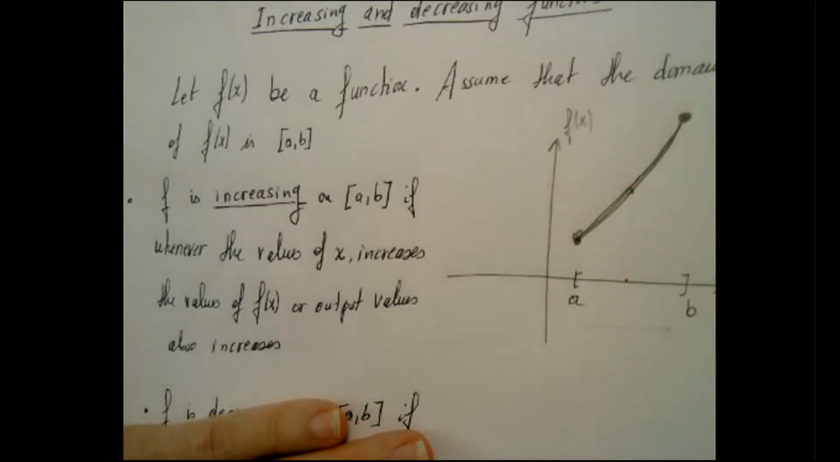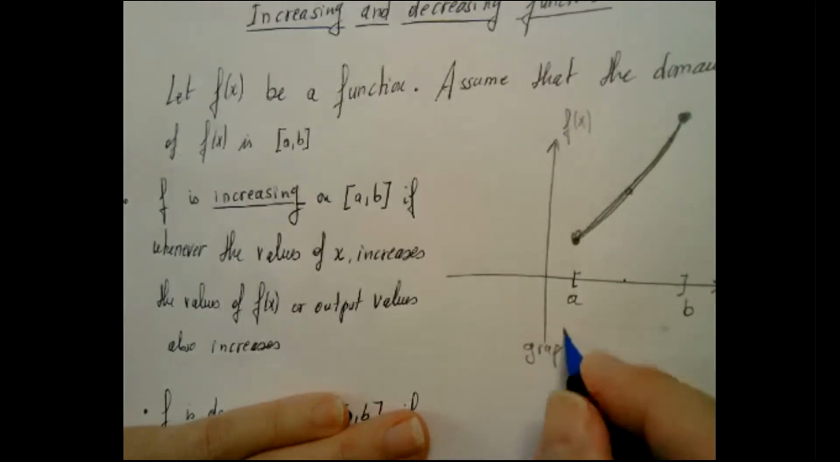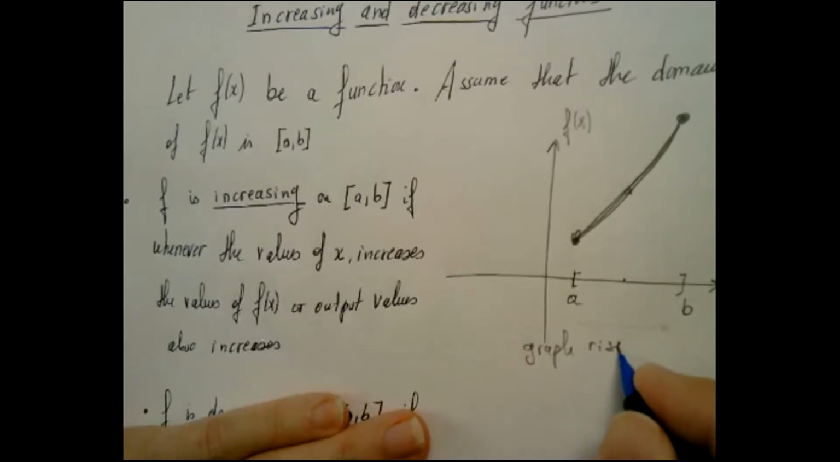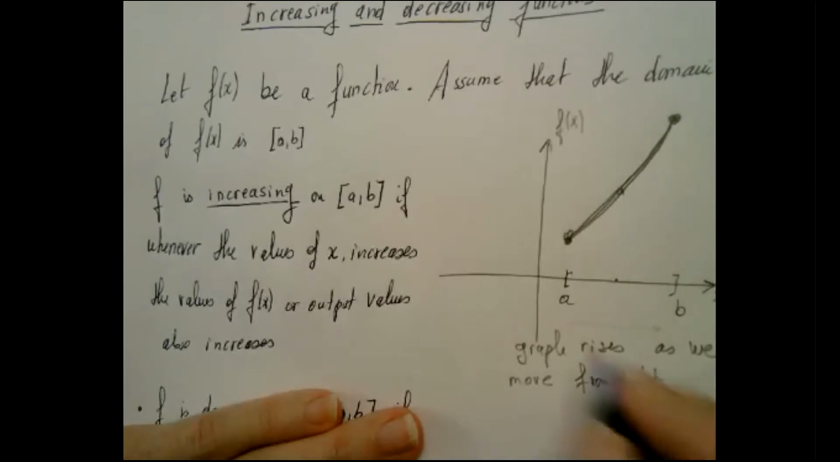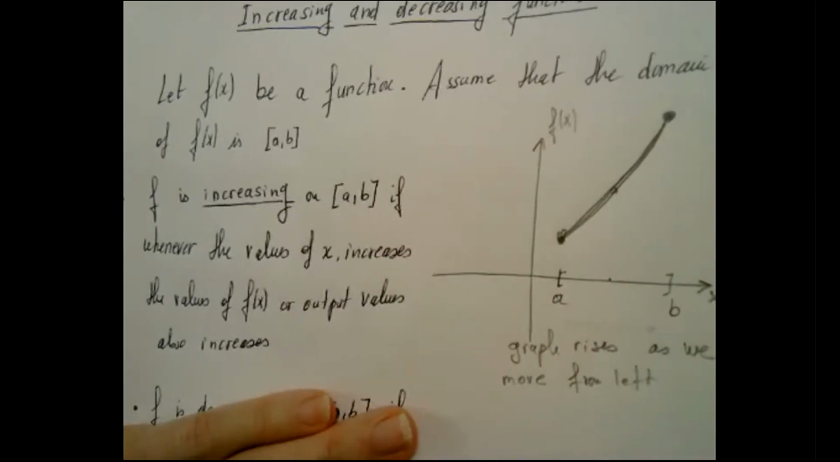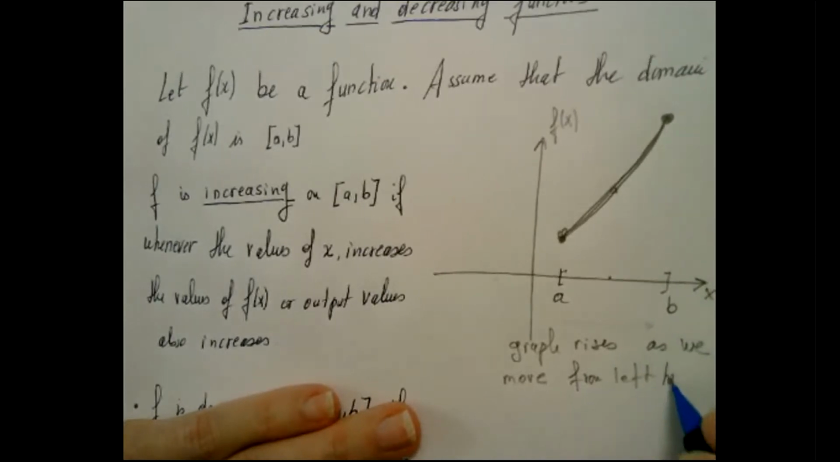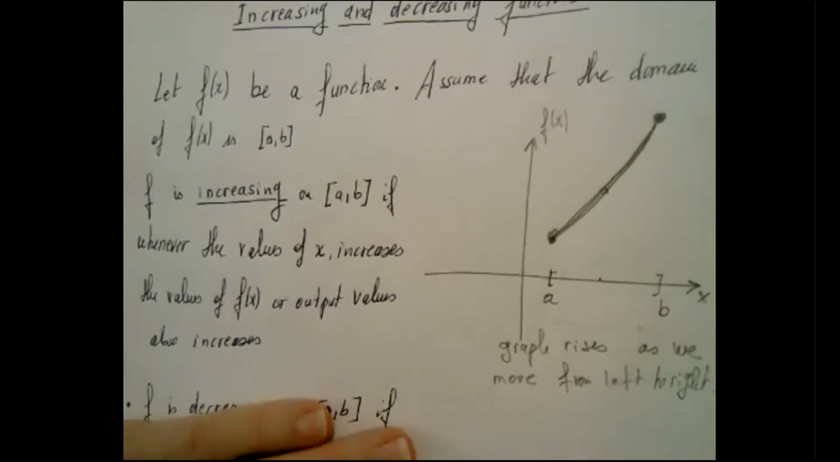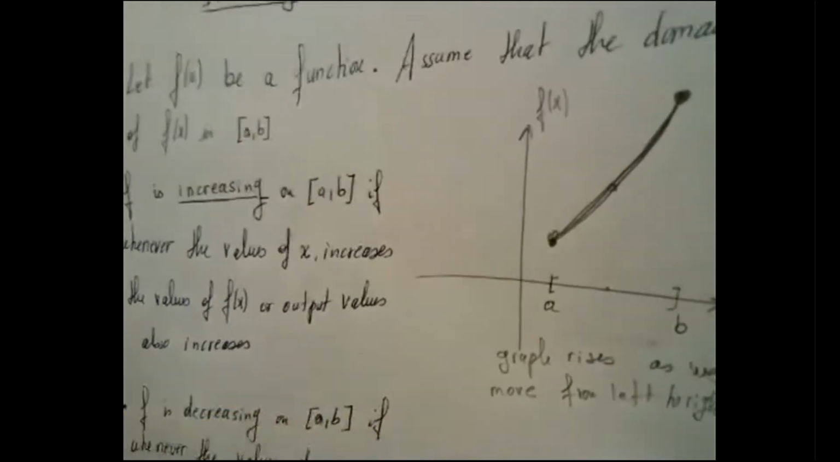That's what it means graphically. It means the graph rises. That's important, as we move from left to right. That's how we read a graph, from left to right, because we always assume the input increases. The graph rises as we move from left to right. So that's really what increasing means: as the input increases, the output increases.